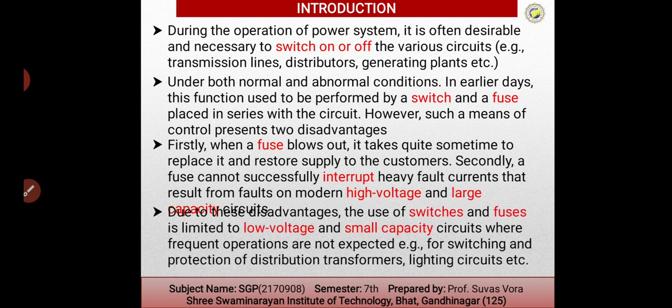Exist for the switching and the protection of the distribution, transmission and the lighting circuits.